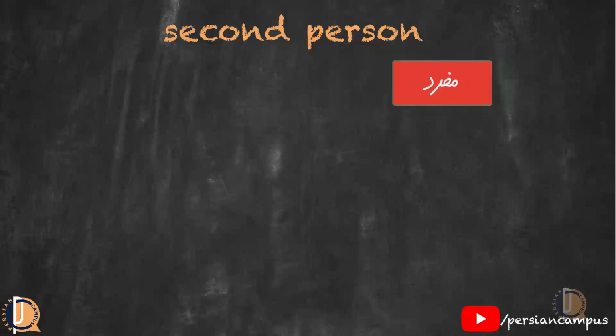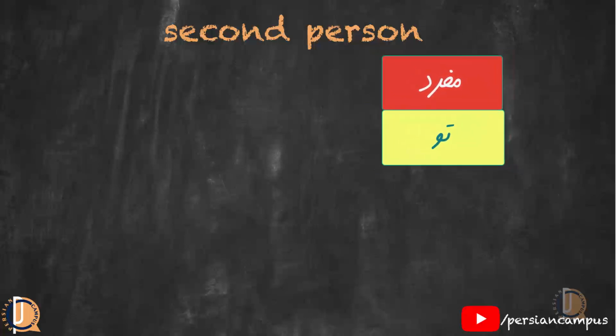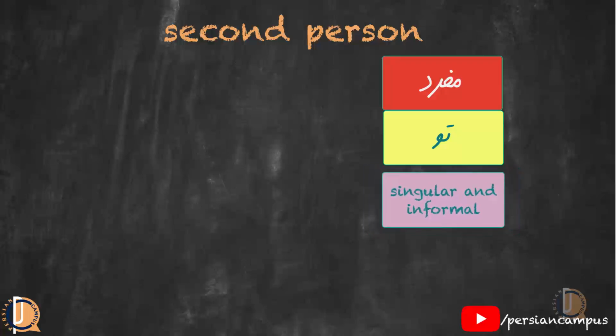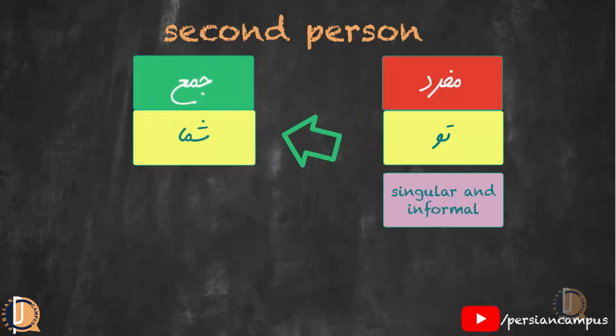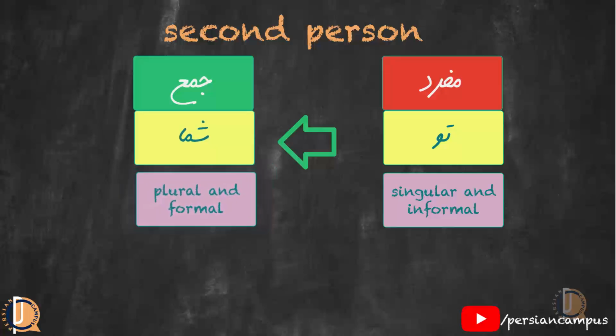Now let's look at the personal pronouns in the second person, the situation in which you are talking to another person. This can be either formal or informal. In the last lesson, you learned the pronoun for second person singular, which is also informal, and that is to. This is used in a friendly or informal context. We use shoma for a situation in which we are talking formally with one person or we are talking to more than one person. Here is an example.